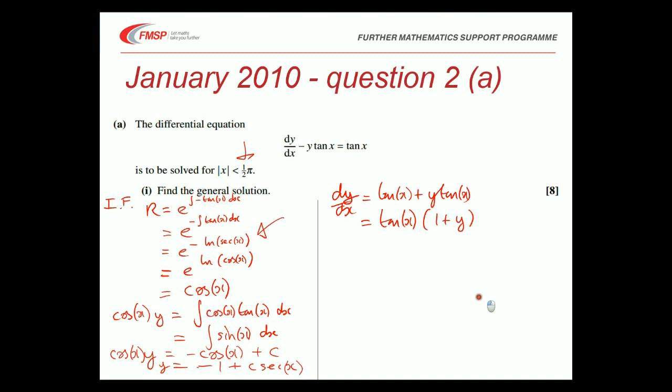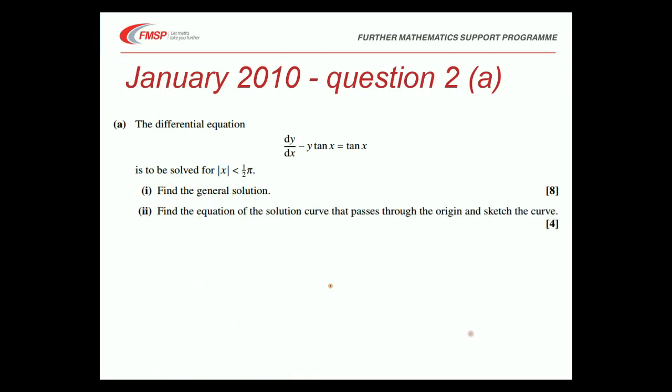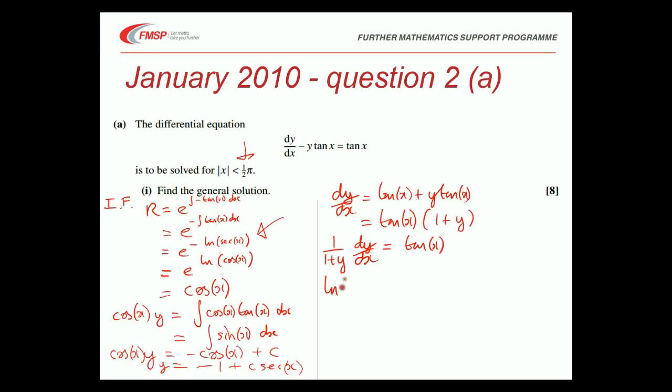So if I was going to do this by separating the variables, I'd write 1 over 1 plus y, that's the y function, dy by dx, equals tan x. And I still have to integrate tan x, so you can't get away from this. But the left-hand side I've got to integrate, and that's going to become log of 1 plus y. And on the right-hand side I've got to integrate tan x, which we now know is log sec x. Plus c, don't forget it.